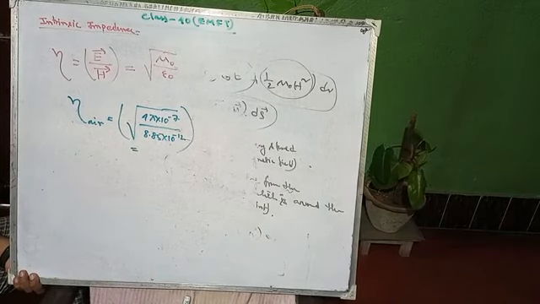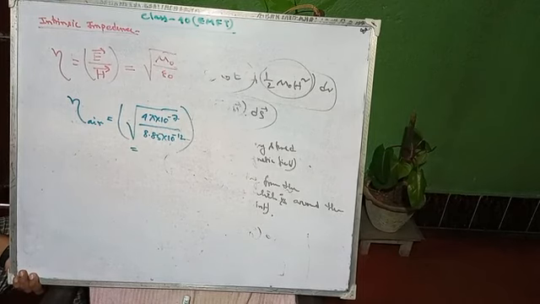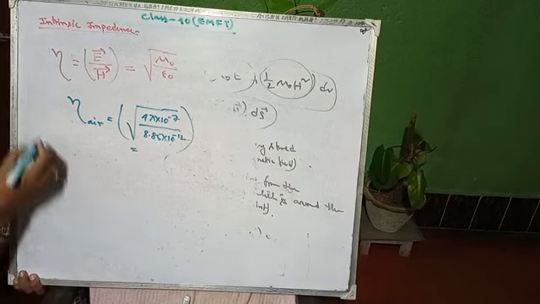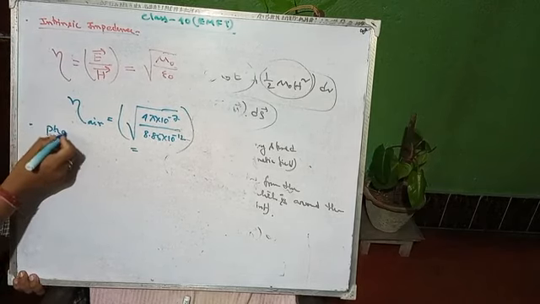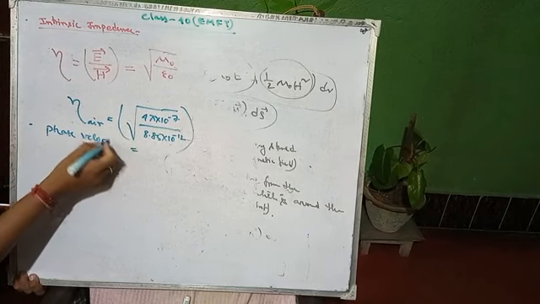Okay, so this is a small and very easy definition for the intrinsic impedance. And the next topic is group velocity and phase velocity, first phase velocity. Okay, what is phase velocity?